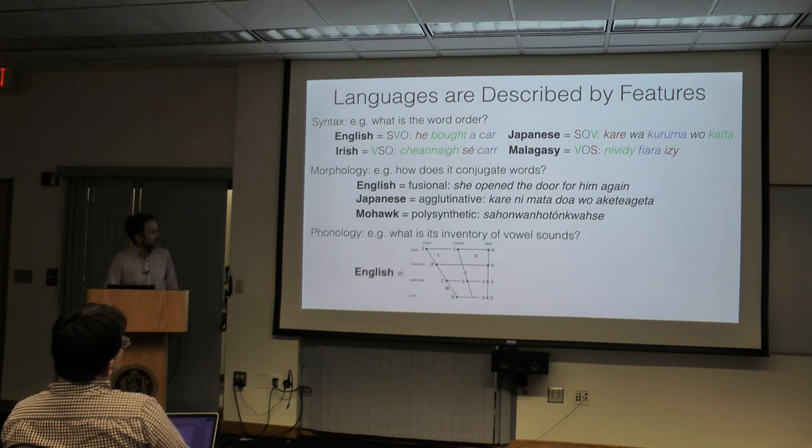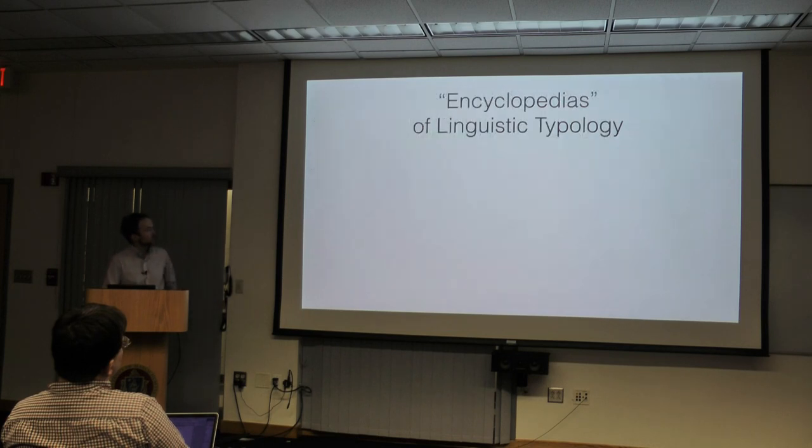Phonology, what kind of vowel sounds do you have? English has these vowel sounds. Farsi has these vowel sounds, a smaller number. So there's all kinds of these parameters. And linguists make these encyclopedias. Linguists are scientists. They go in and make these encyclopedias of the classifications of all the languages.